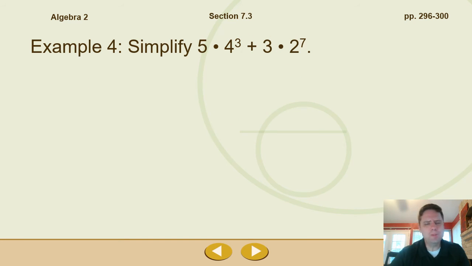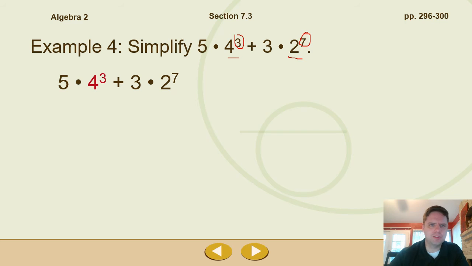Example 4 says, simplify 5 times 4 to the 3rd power plus 3 times 2 to the 7th power. Now notice right now, we don't have similar bases, and we don't have similar exponents either, powers that is. So we need to work first to make these match one another, then we can maybe add them together. So let's see what we need to do that.